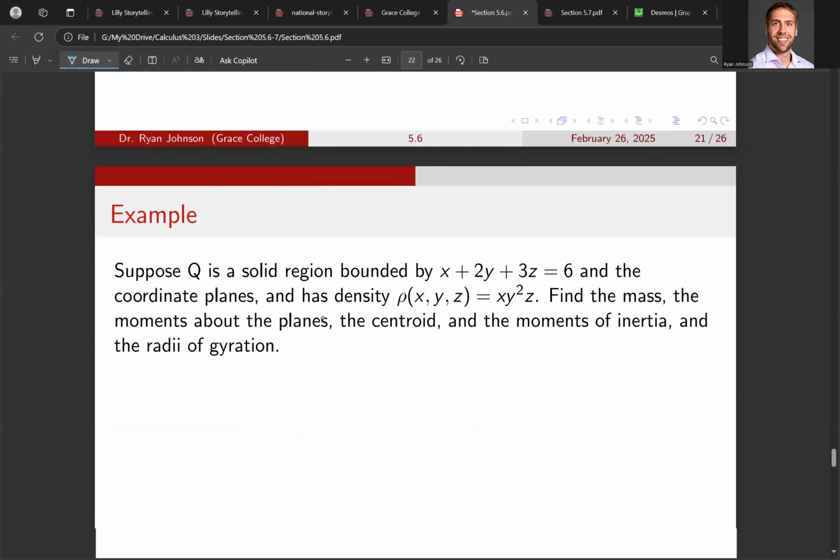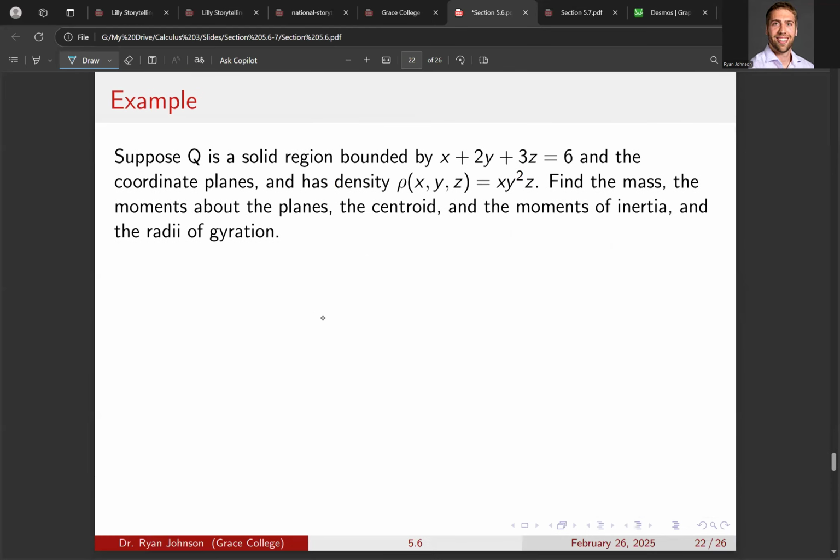So we'll move on. Suppose Q is a solid region bounded by x plus 2y plus 3z equals 6 and the coordinate planes, and it has density x, y squared, z. Find the mass, the moments about the planes, the centroid, the moments of inertia, and the radii of gyration. That'll finish it for this section. So let's do it.